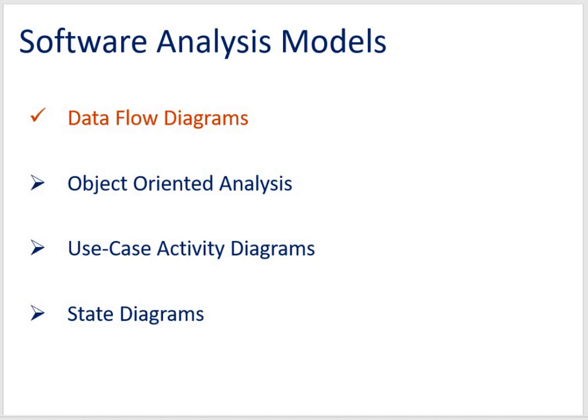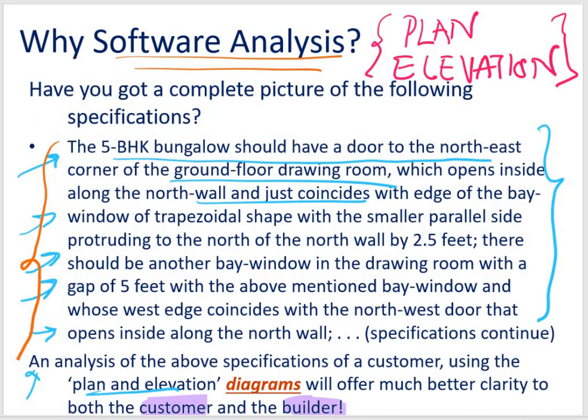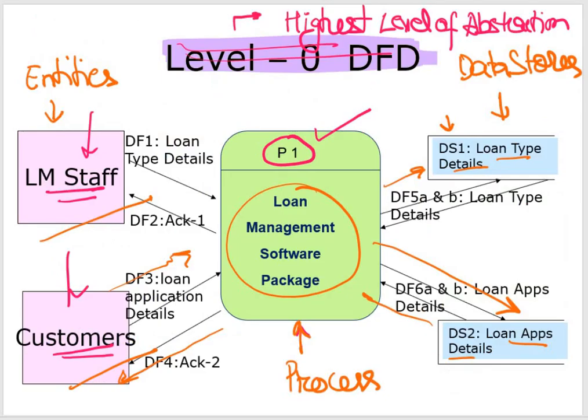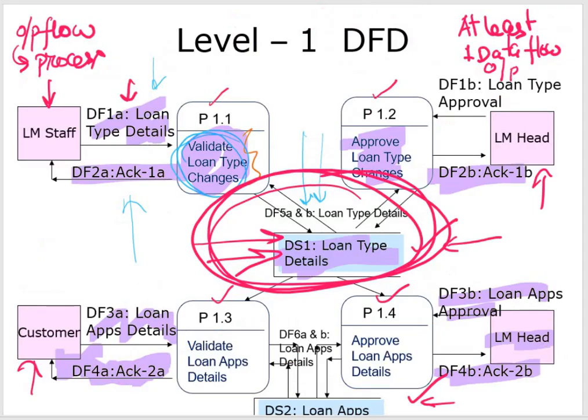So welcome back. In the previous videos we were talking about some basic ideas, and then we saw a couple of examples on your loan management system where our topic was software analysis, and then we saw some examples of your data flow diagram. We looked into the constituents of it, we looked into level 0 of the data flow diagram, and then we talked about level 1 of the data flow diagram, how it is decomposed and how it is derived from level 0.